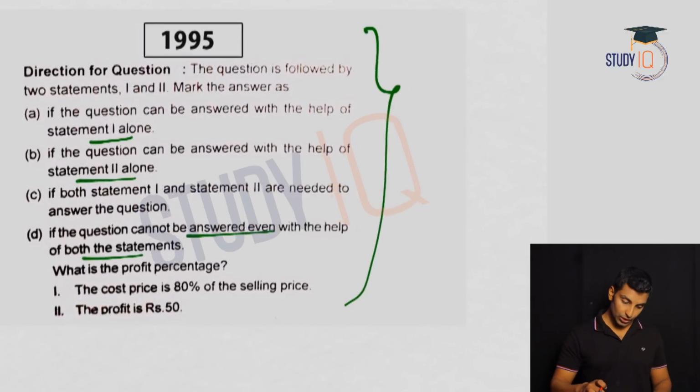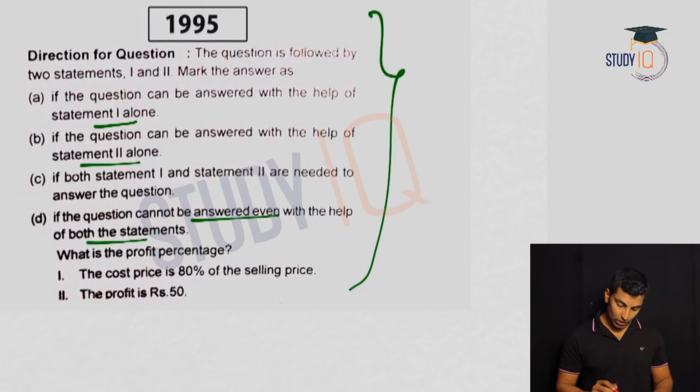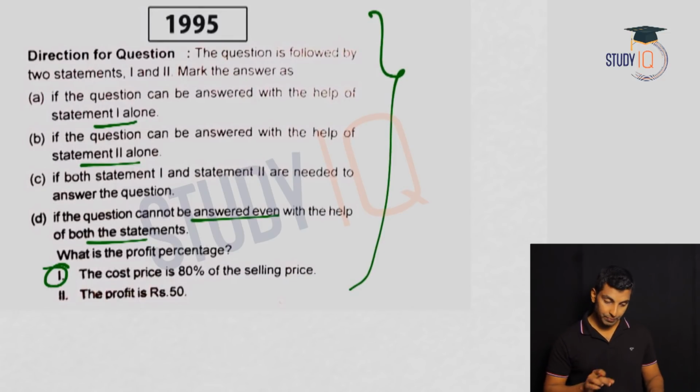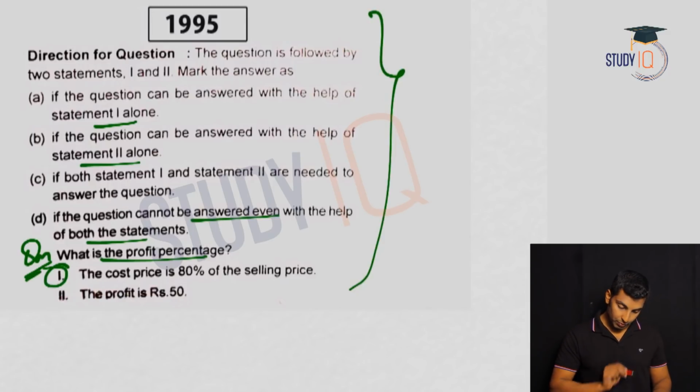Okay, now let's try. So what is the first statement? So let me start off with the first statement here to answer this question. What is the profit percentage? That is the question, right? The cost price is 80% of the selling price. Very simple, you can answer this question, right?